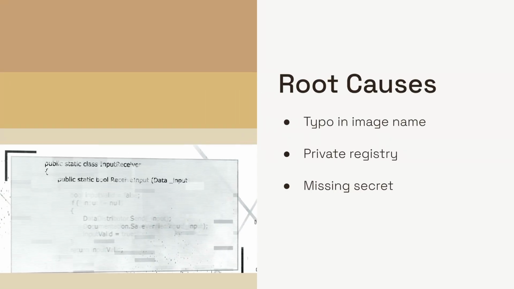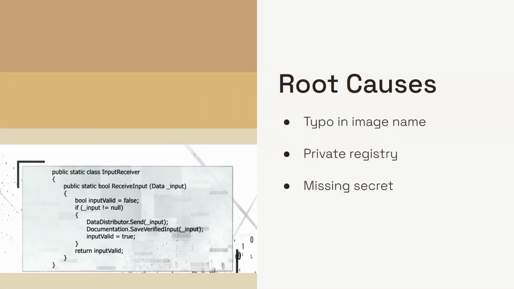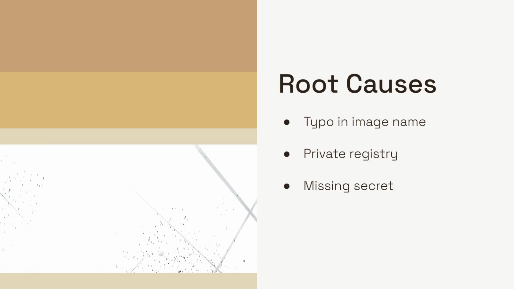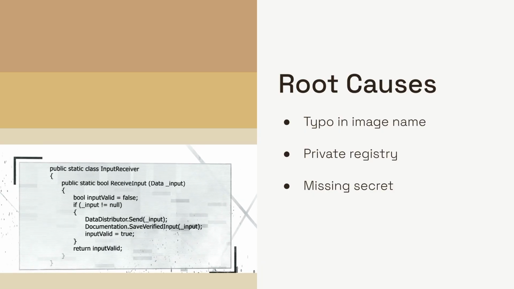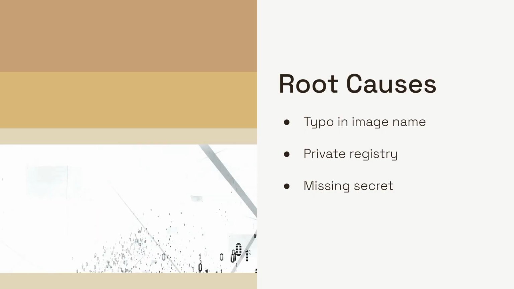Our first disaster is ImagePullBackOff. This is typically the easiest to diagnose, as it means Kubernetes couldn't pull the container image defined in your deployment. The root causes are simple: a typo in the image name or tag, using an image from a private registry without providing authentication credentials, or having an issue with your image pull secrets.